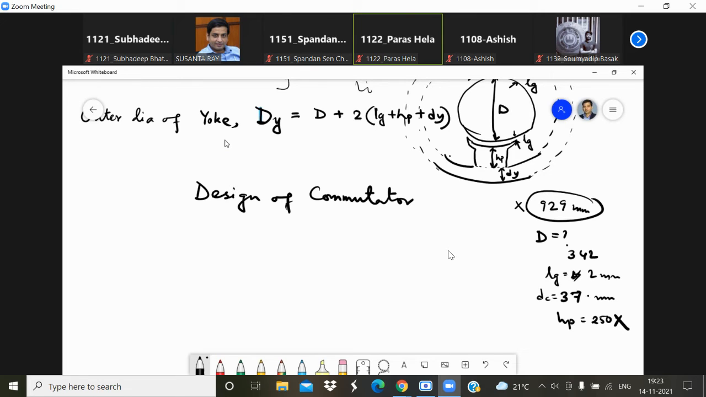Sir, for 14 kilowatt machine, I'm getting outer diameter as 305.18 millimeter. 14 kilowatt, I mean 20, yes, 20 HP. Okay, maybe.